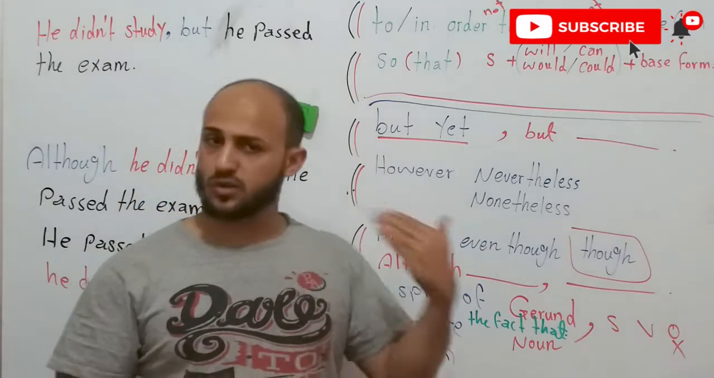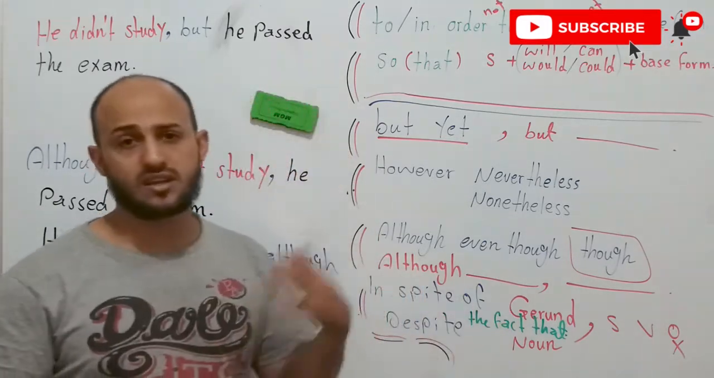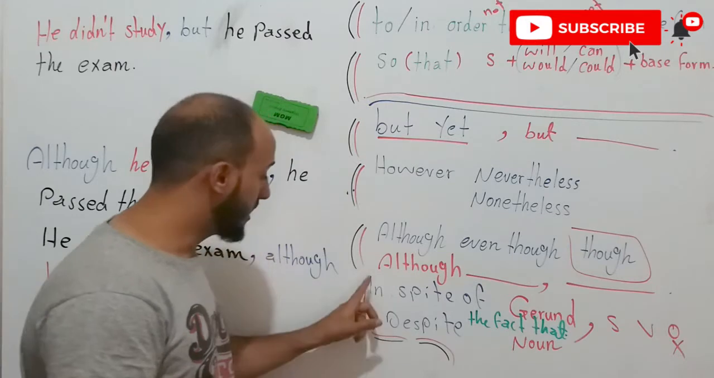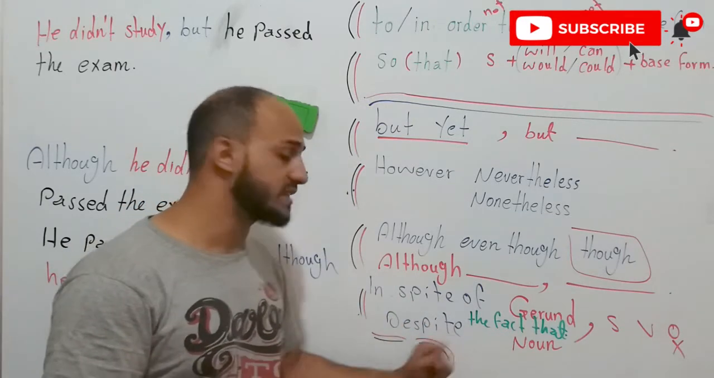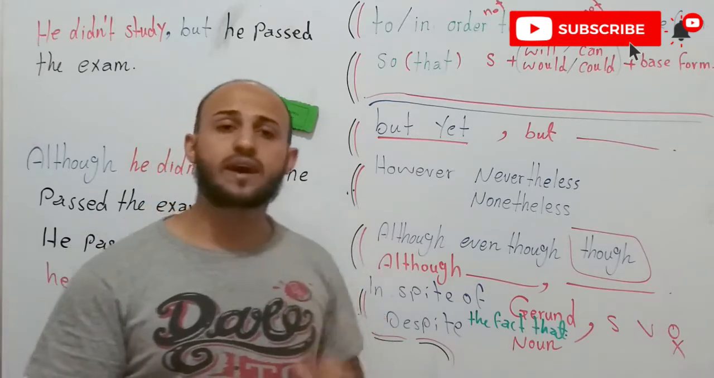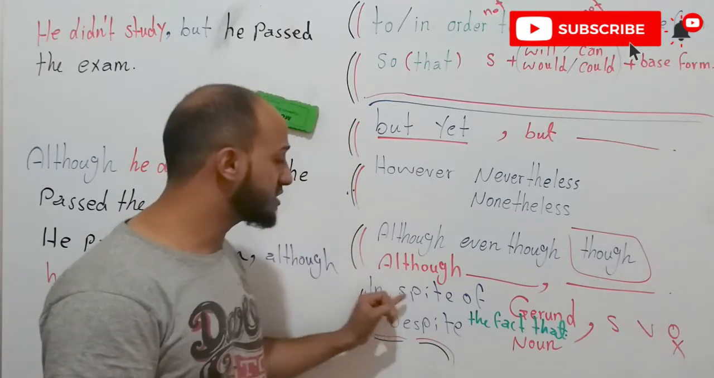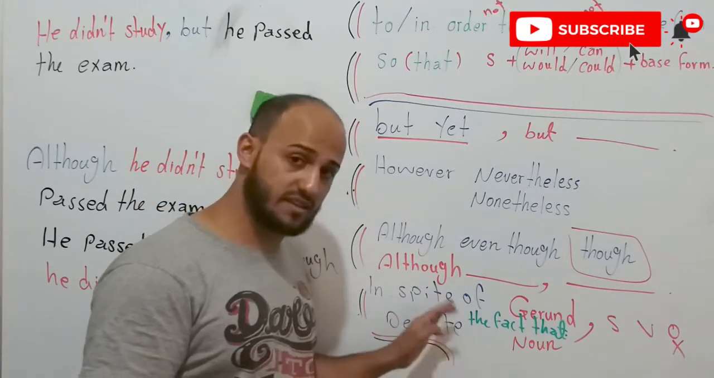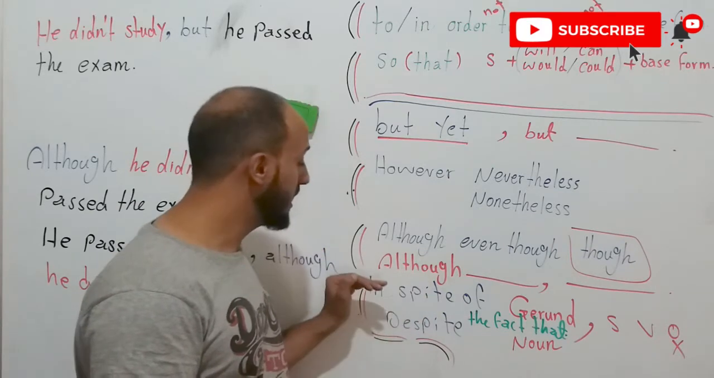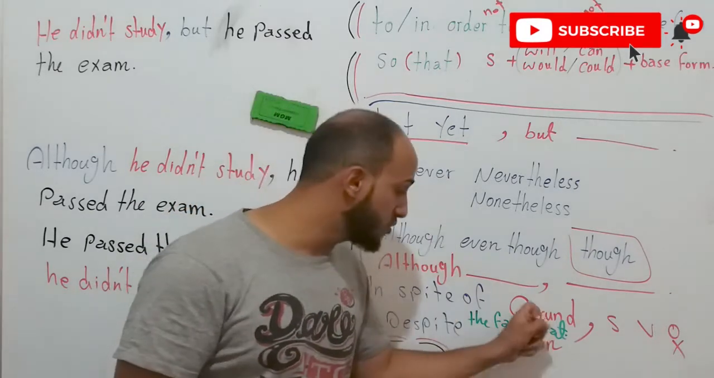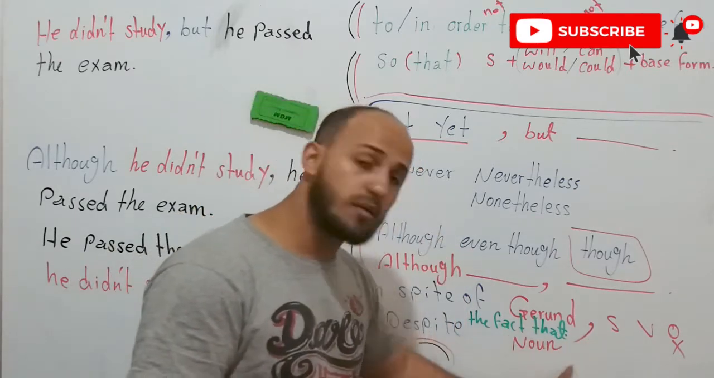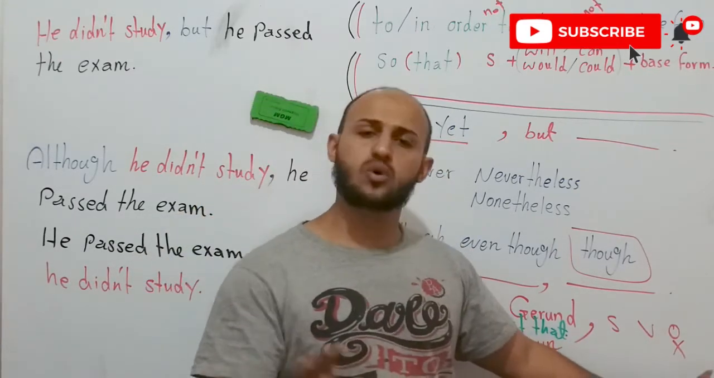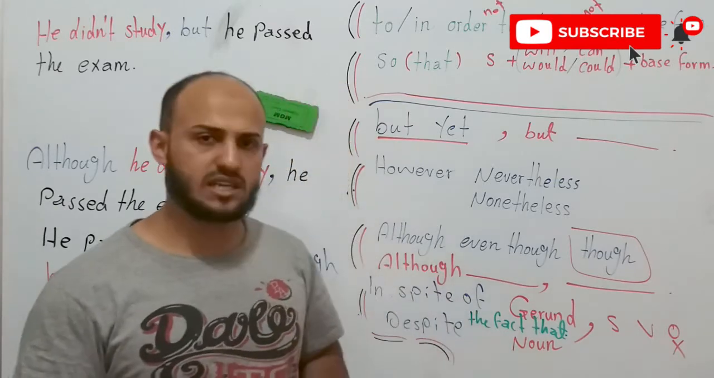Now, we have also another way of showing contrast. It is in spite of and despite. I want you guys to pay attention. When you use in spite of and despite, they have the same meaning, basically. After in spite of, you use a gerund or a noun. Then comma, then subject, verb, object, or you don't need an object, it is fine.